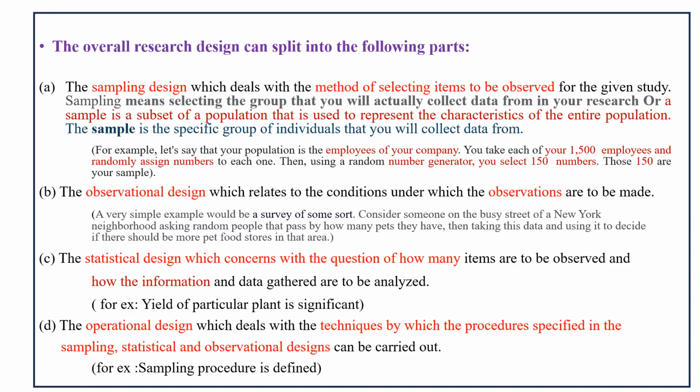So for a particular sampling, I have decided that this sampling method is correct, this statistical design is correct, this observational design is correct, and all this in combination, when I'm trying to find out whether everything is correct, whether everything will go to the right place, that will create the operational design. Because this operational design is generally the summary of all these designs.